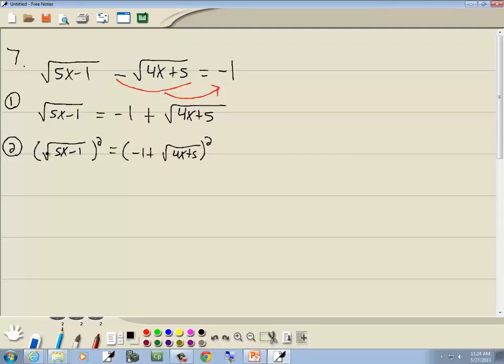Now over on the left side, the index matches the power we're raising it to, so they cancel each other away. So I'm left with 5x minus 1 equals, and then on the right side, I'm going to rewrite that as negative 1 plus square root of 4x plus 5 times negative 1 plus square root of 4x plus 5. I can't just square the negative 1 and square the square root, because of the plus in there. Everything has to be multiplication inside your parentheses for you to take everything to the second power.